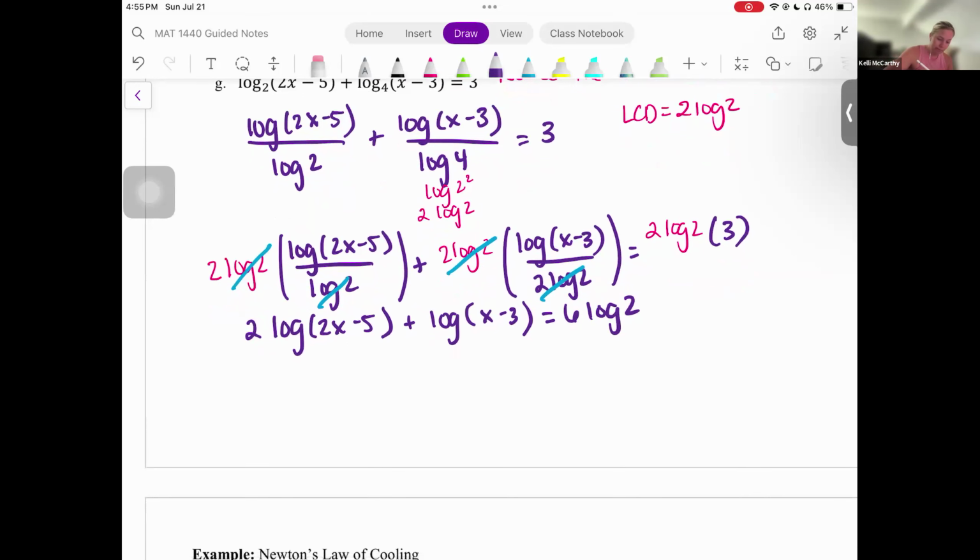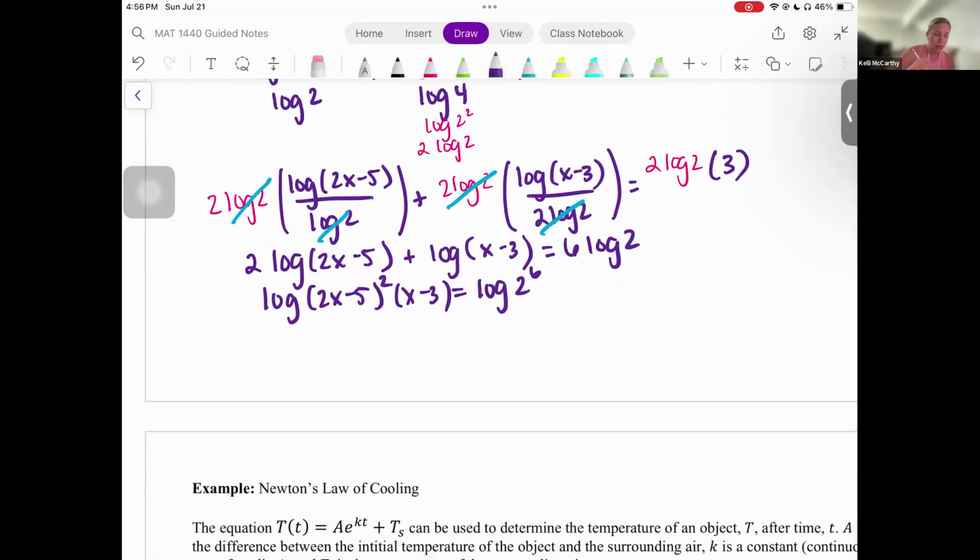Let's apply the power rule and condense on the left-hand side. So we've got log of 2x minus 5 squared times x minus 3 equals log of 2 to the 6th power. So we're using that power rule on the right-hand side as well. Applying the one-to-one rule, the argument of the log on the left must equal the argument of the log on the right. So 2x minus 5 squared times x minus 3 equals 2 to the 6th, which is 64.